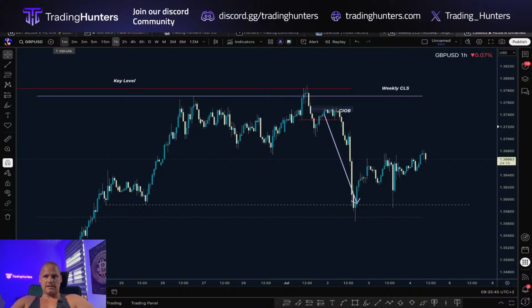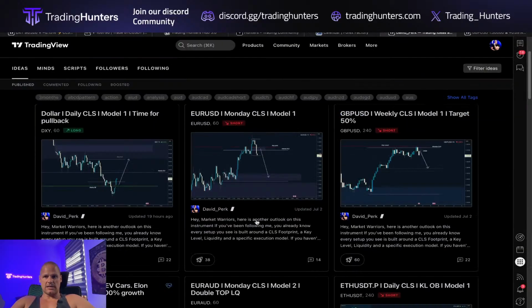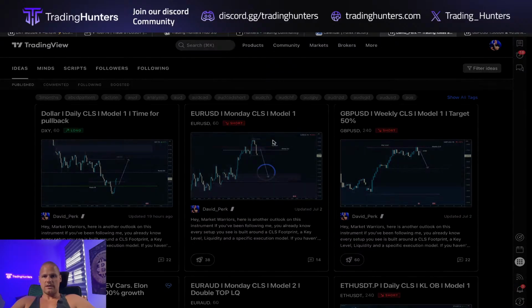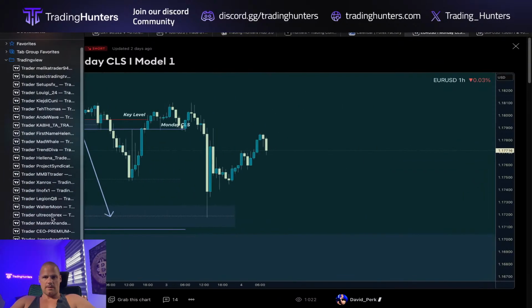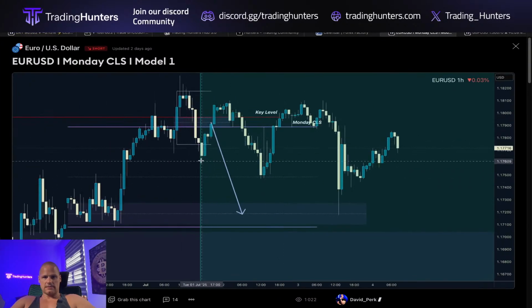Now let's break down another trade, which was the euro. Again, we had the Monday range created, then Tuesday manipulation, then price closing below here. It's not seen here on this TradingView because it's a 1 hour, and then that candle closed below. And this is how it played.